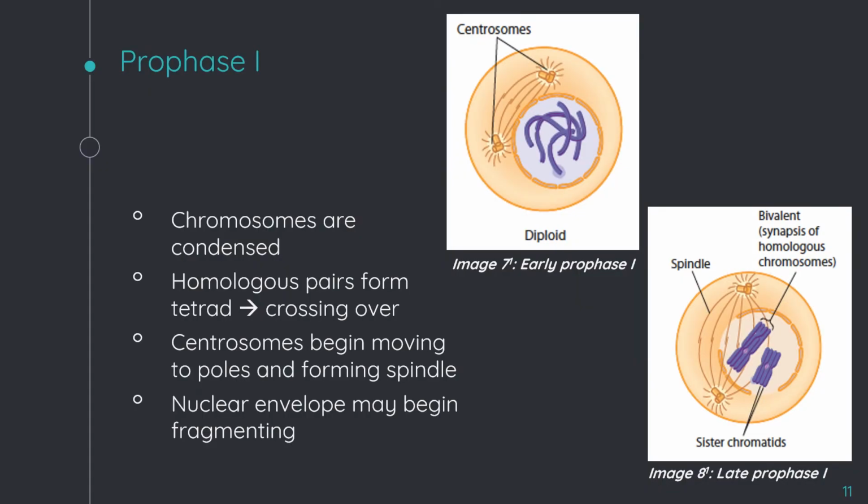In prophase I, chromosomes are visible as two condensed chromatids attached at the centromere. Homologous pairs form a tetrad for crossing over at the chiasmata, and centrosomes move to the poles of the cell. The nuclear envelope may begin fragmenting. The images show the beginning and the end of prophase I.